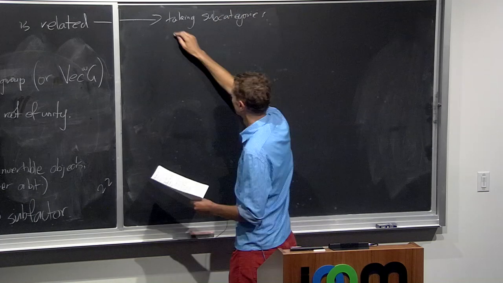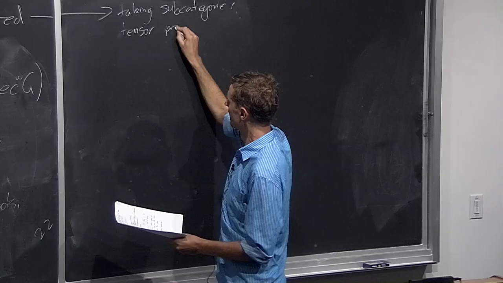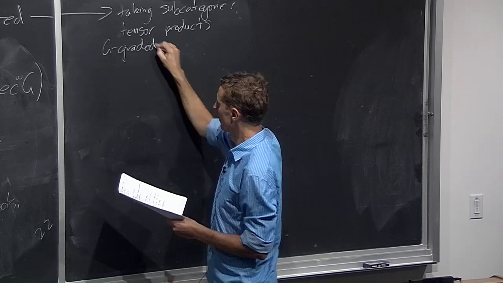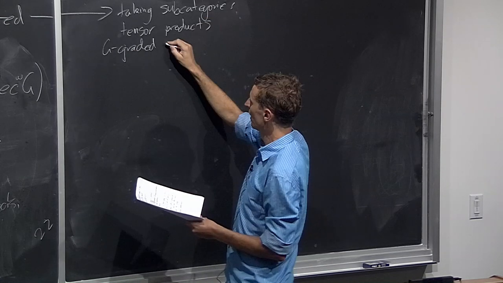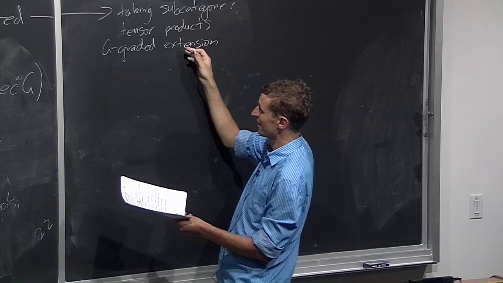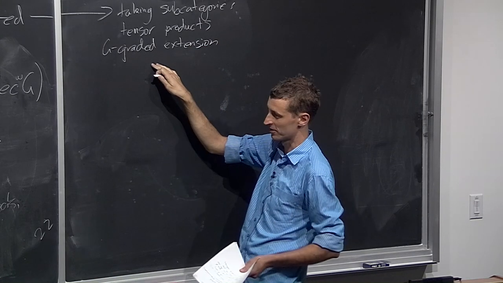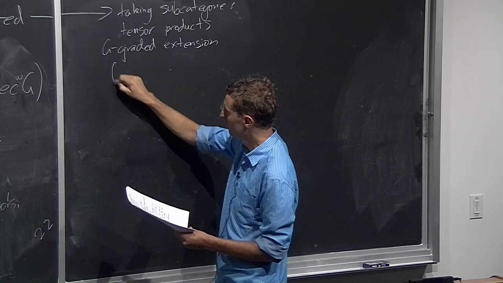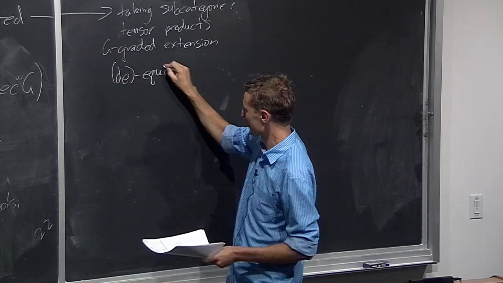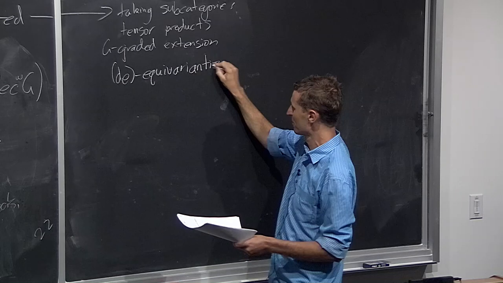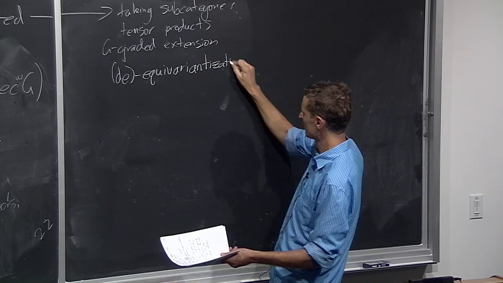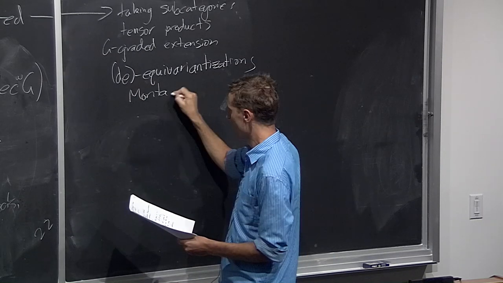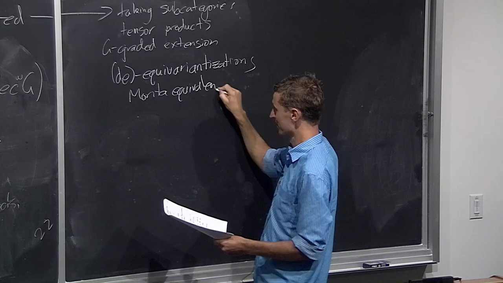Okay, so I just wanted to write down a list of some of the recipes that we're allowed to use when I say related here. So we can take subcategories, we can take tensor products of other categories, we can take G-graded extensions, as was talked about yesterday in the modular tensor category case, but you can also do in the fusion case. Let me finish writing the list, and then I'll answer that question. Yep. Equivariantizations and de-equivariantizations. And Morita equivalences. And maybe someone can suggest things I should add to that list if they want to.